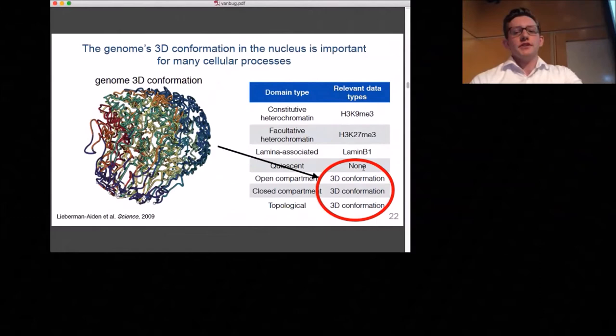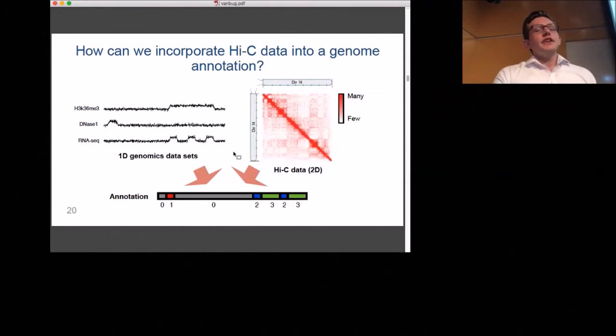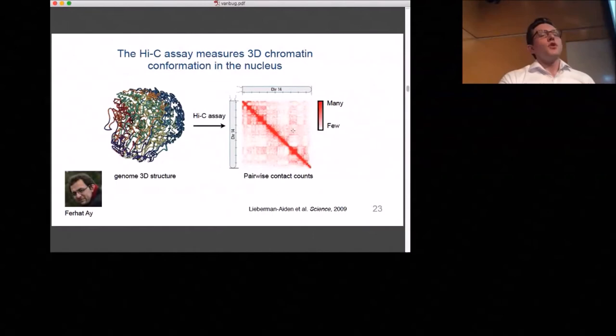So what we wanted to do was create an annotation of domains in the genome incorporating both these 1D genomics data sets, which we can do with that probabilistic model, as well as the Hi-C data, which is represented as a 2D matrix over the genome. This matrix represents for every pair of positions, a high value if those positions are close in 3D, and a low value if they're far apart in 3D.